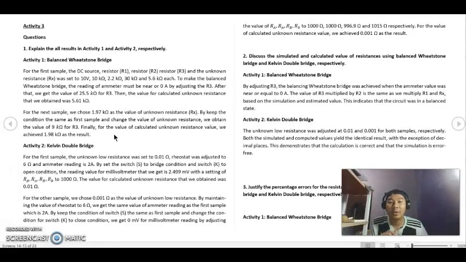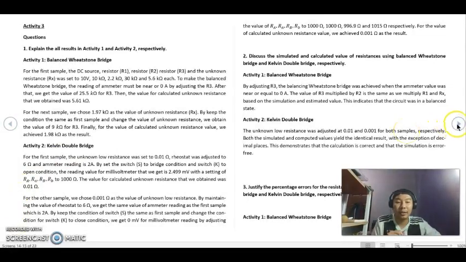Okay, next we're going to discuss the simulated and calculated values of resistance using the Wheatstone bridge and Kelvin double bridge. For activity 1, by adjusting R3, the Wheatstone bridge balance was achieved when the ammeter value was near or equal to 0, while in activity 2, the unknown low resistance was adjusted to 0.01 and 0.001 for the two samples respectively. So both the simulated and computed values yield identical results with the exception of decimal places.